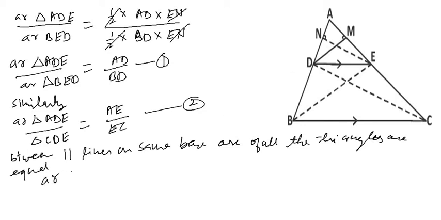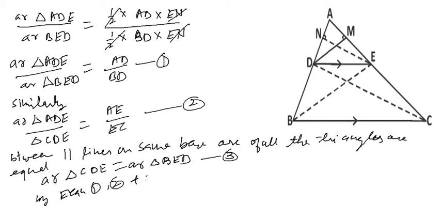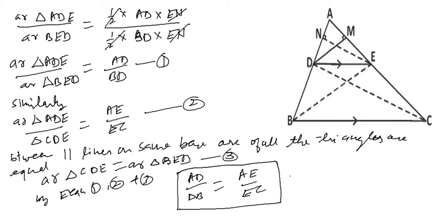So area of triangle, which one? CDE is equal to area of triangle, which one? BED. It is your equation third. So by equation first, second and third, we have to write which one? AD upon DB is equal to AE upon EC. So you have to prove this one, and it is very necessary and very important. So you have to write it in your copy.